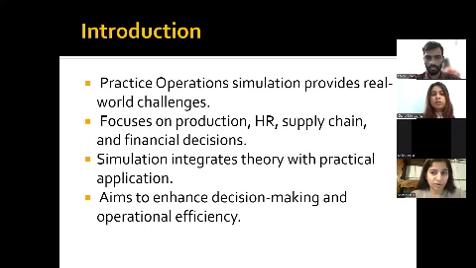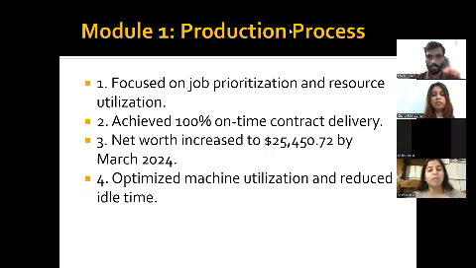There are 5 modules in this game, and we are going to talk about all these modules one by one. So I'm going to quickly start with module one. This module is all about production process. Our main goal was to complete all the 5 contracts on time while we maximize our efficiency and profitability. To achieve this, we made a few decisions like prioritizing contracts, which contracts we have to work on first depending on all the deadlines and the material that we had.